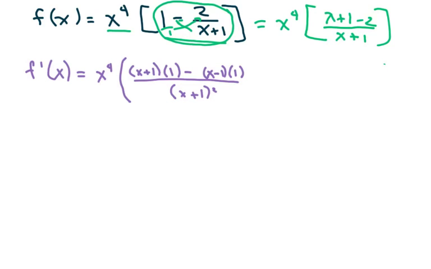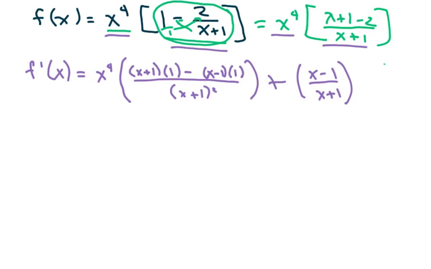Now, since we're still doing the product rule, we're going to add this part, which was x minus 1 over x plus 1 times the derivative of that piece, which is 4x cubed.